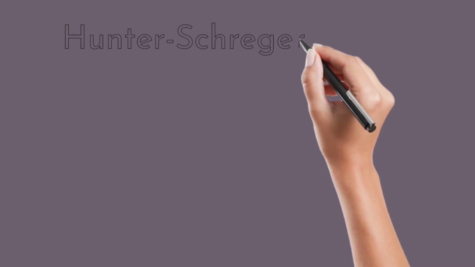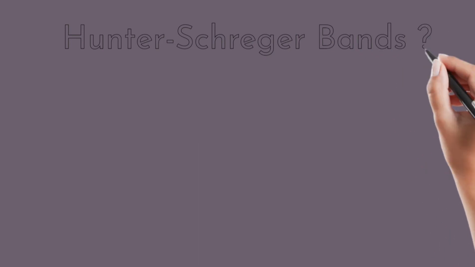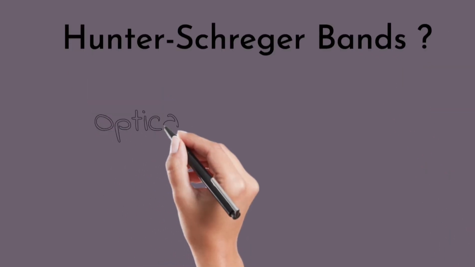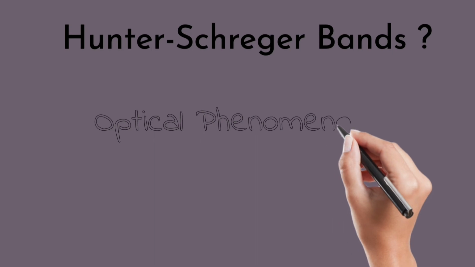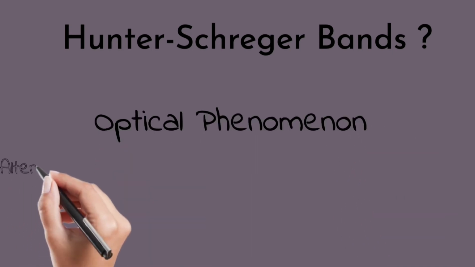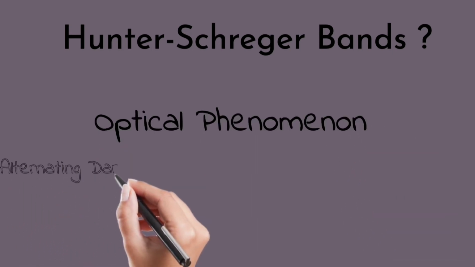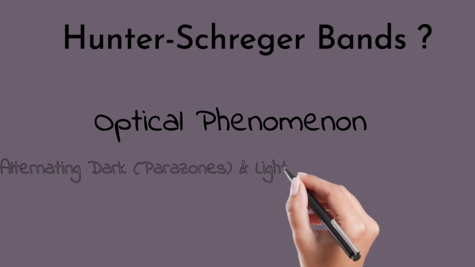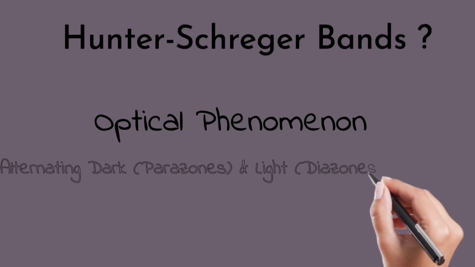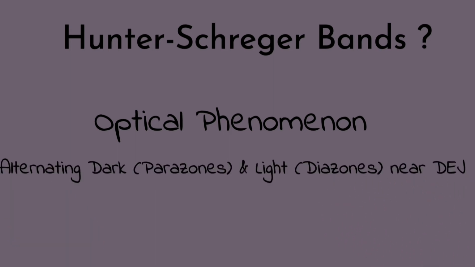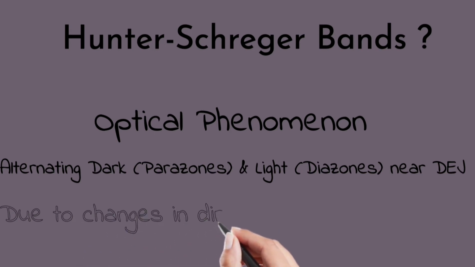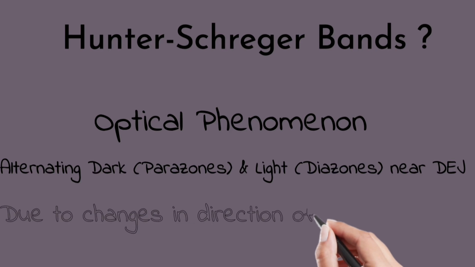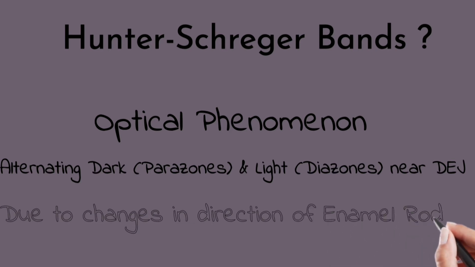What are these Hunter-Schreger bands? These are nothing but an optical phenomenon, produced due to the changes in the direction of the enamel rods. This forms alternating dark and white band-like structures, which are called parazones and diazones respectively. It's very important to know that the dark alternating structure is called the parazone while the light is the diazone. It's very confusing, so we need to understand that the dark is parazone and the light is diazone. Due to the directional changes in the enamel rods, this phenomenon occurs.